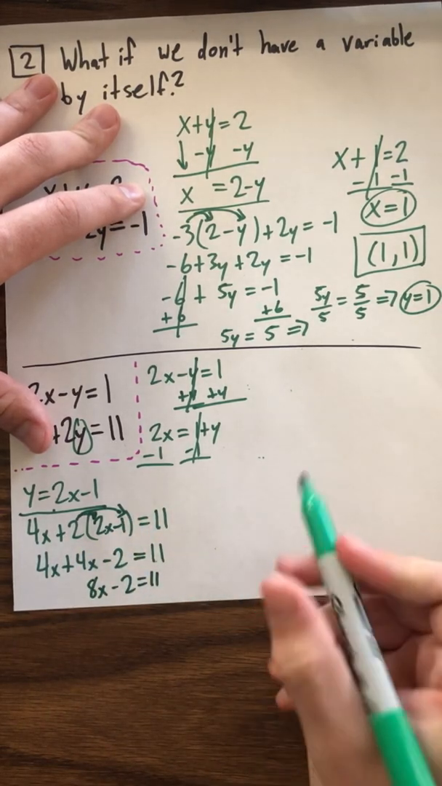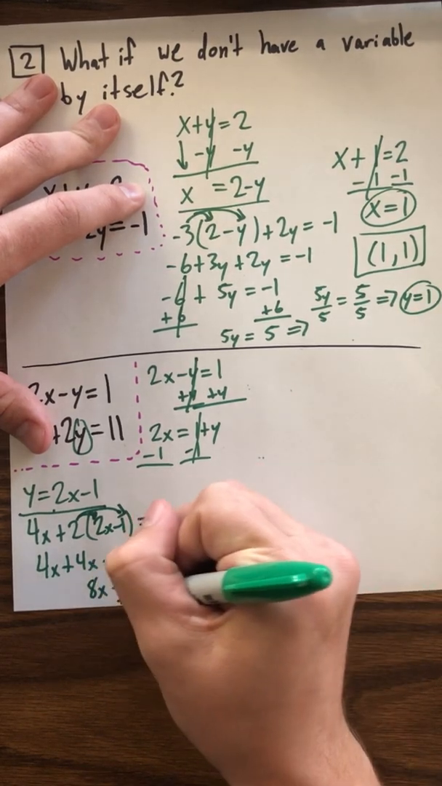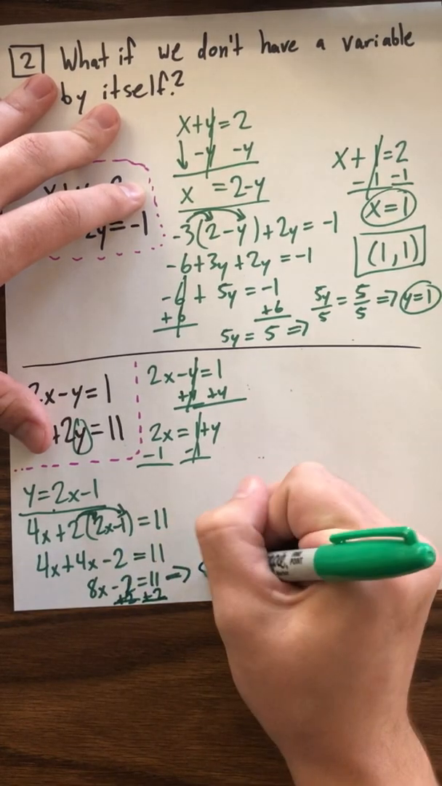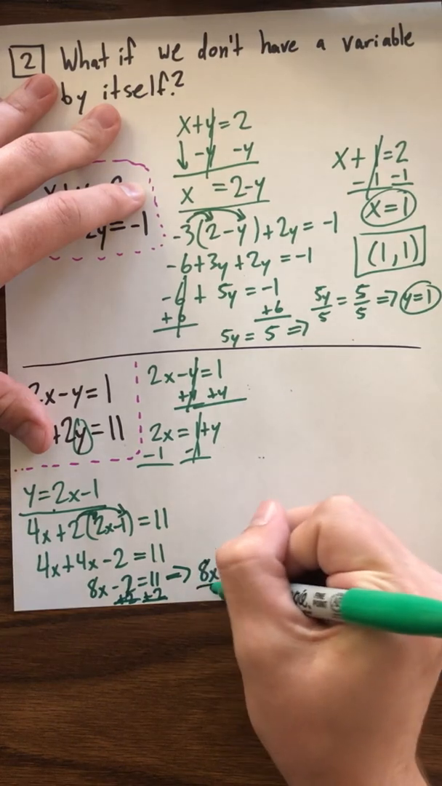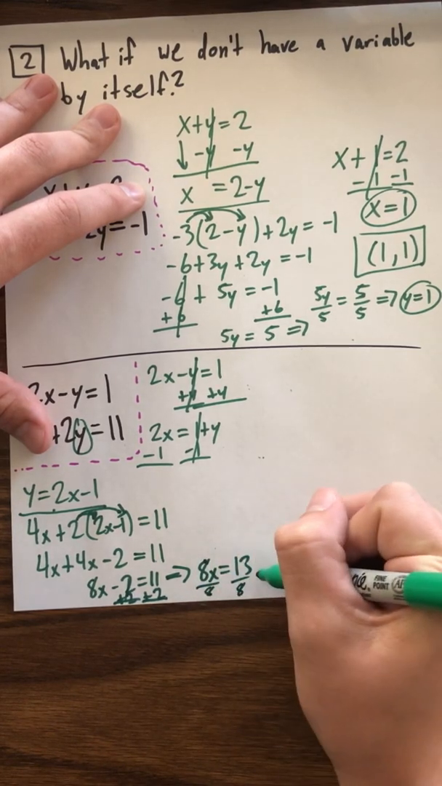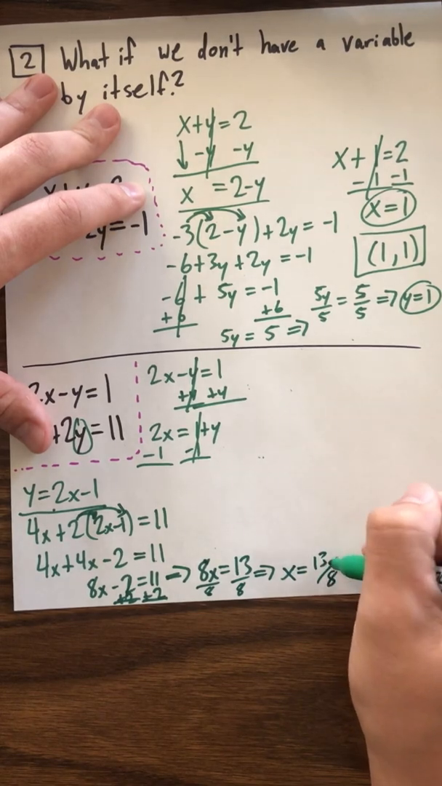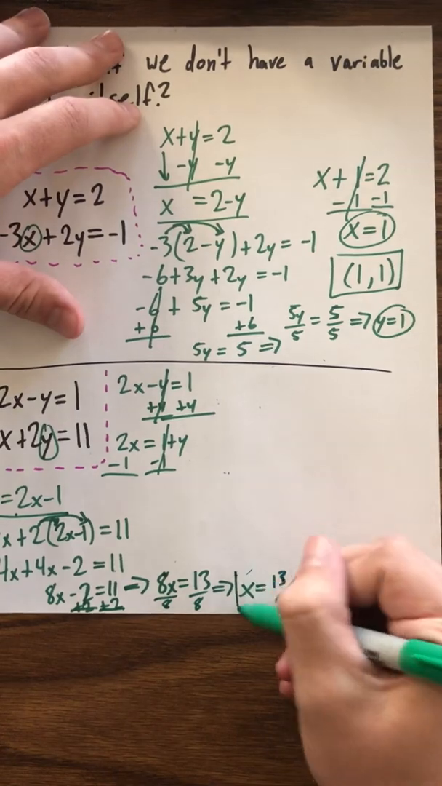And so then from there, we can see that by adding 2 to both sides, we will get 8x equals 13. So then, dividing both sides by 8, we get that x equals 13 over 8. All right, it's a fraction, but don't be scared. That's our answer right there.